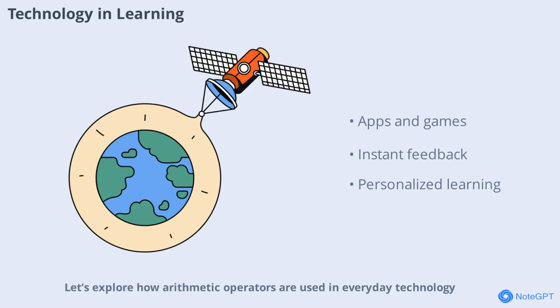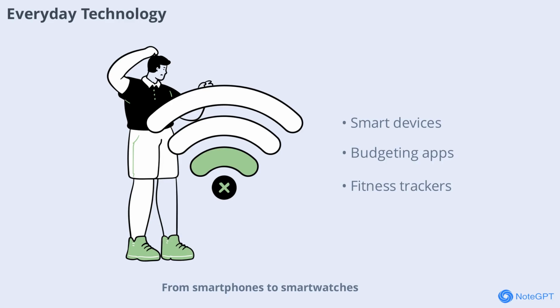Let's explore how arithmetic operators are used in everyday technology. From smartphones to smartwatches, arithmetic operators are at work behind the scenes. Calculators, budgeting apps, and even fitness trackers use these operators to process information and provide useful results.